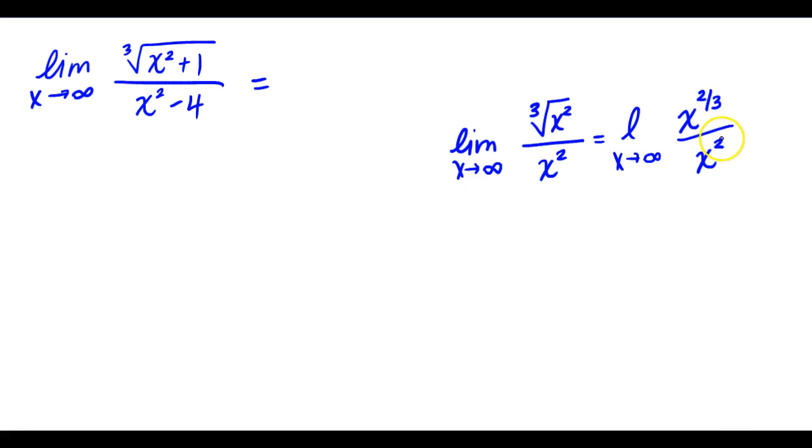Since the power in the denominator is bigger than the power in the numerator, so 2 is bigger than 2/3, then we know that the limit is going to go to 0 because the horizontal asymptote of this function is 0. So that means the original limit we were trying to solve equals 0.